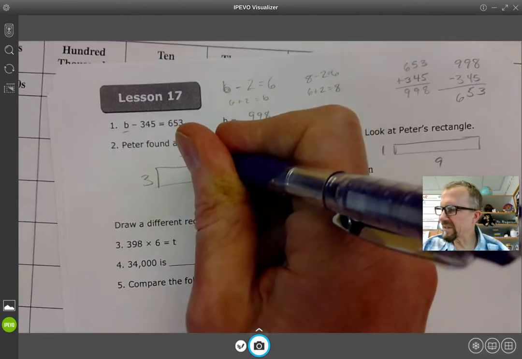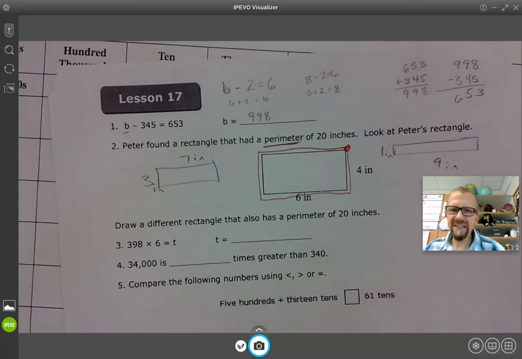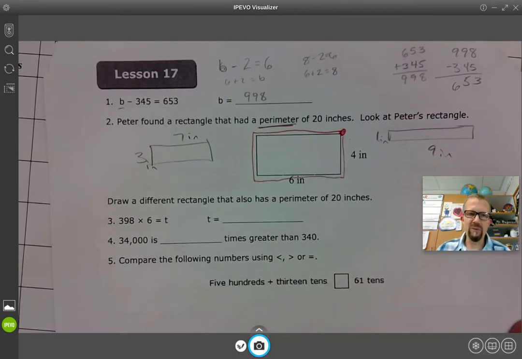Oh, and I should say what these are. These are inches. Inches, inches, inches. I didn't draw them all, but you should draw at least 1, maybe 2 more on your paper.